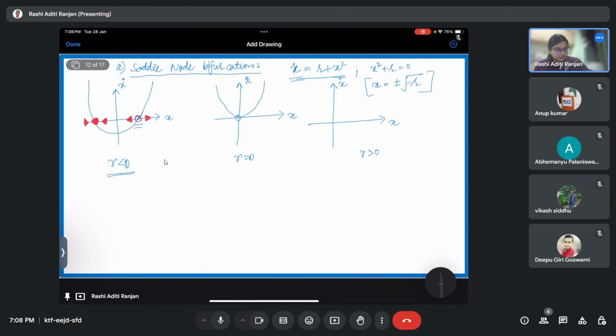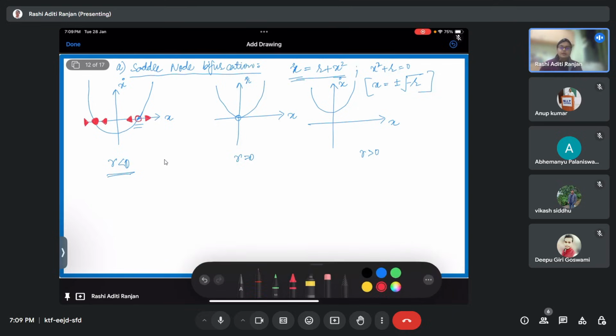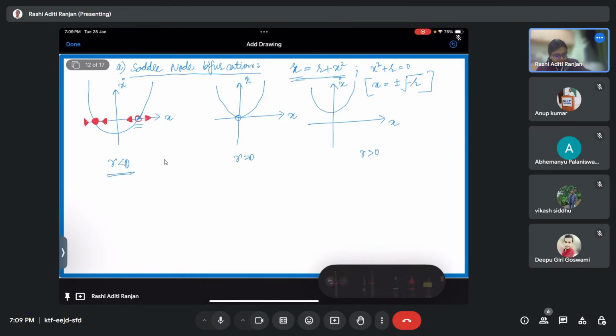Like this, like this. And here, if you see, for r equals 0, what is happening is that as my value of r is increasing, and as soon as it reaches 0, both the fixed points, one stable and the other unstable, come together to form a single fixed point, which is stable on this side and unstable on the other side.